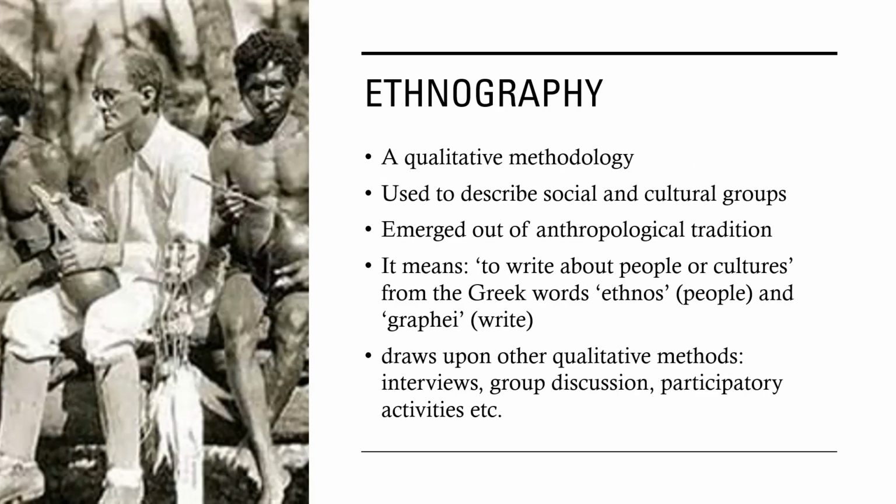The second major approach to qualitative research, or a second major qualitative methodology, is known as ethnography. Ethnography is used to describe social and cultural groups. As part of this style of research, it is the researcher's responsibility to investigate the value systems, the traditions, the patterns of behavior of different cultural groups. This particular qualitative research approach emerged out of the field of anthropology. It literally means to write about people or cultures.